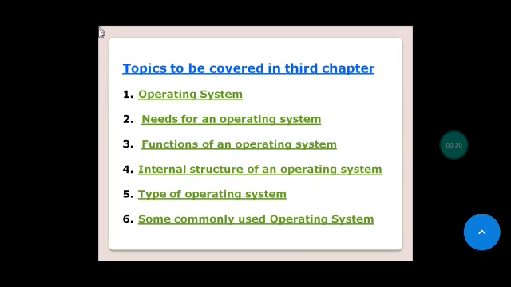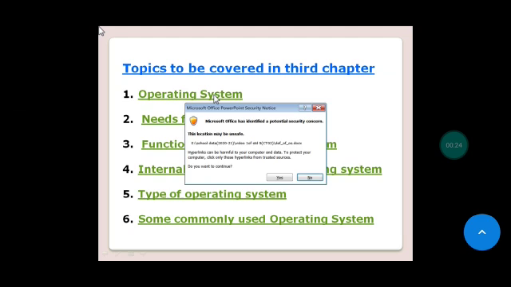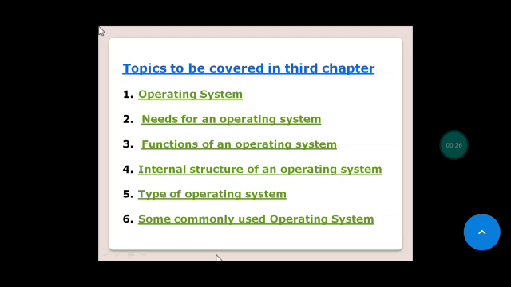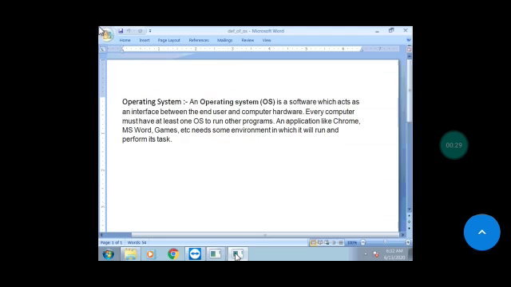Students, you all are familiar with operating system. See, operating system is a software which acts as an interface between the user and computer hardware. If you have to talk to hardware, then how can you talk? Talk means you have to give instruction. Then you have to take help of operating system.